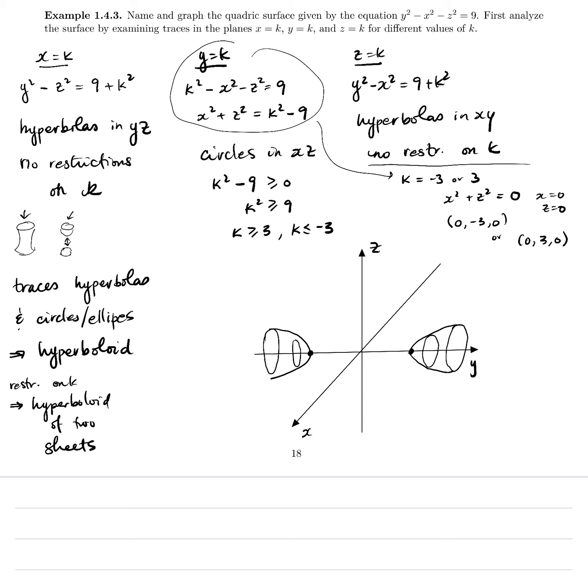And again, you can add in a little shading if you want to make it look more surface-like. But that is all you need to do. That graph is as detailed as it needs to be. I suppose I could put in the minus 3 and 3 on the y-axis. But the shape and the right orientation is what I will be looking for when you graph these quadric surfaces in three-dimensional space.